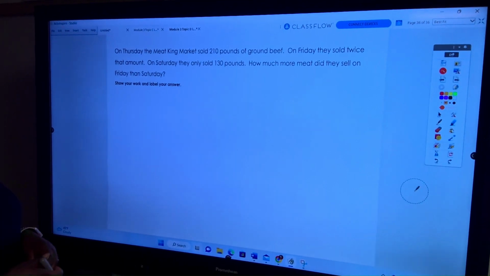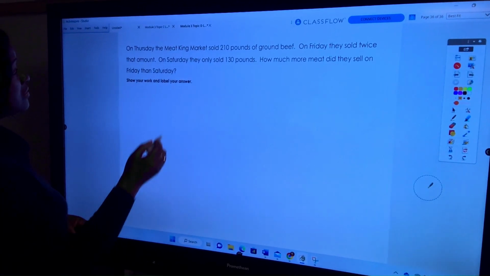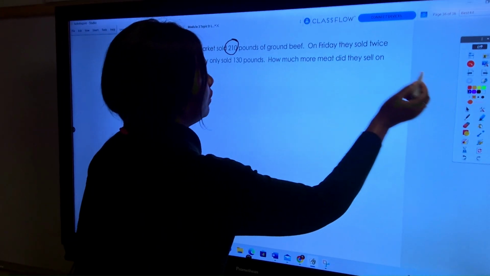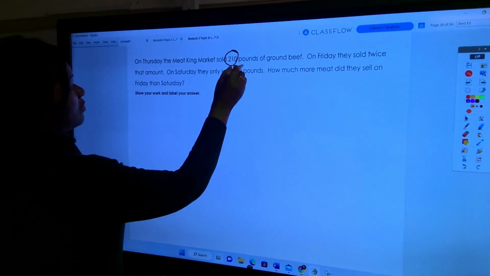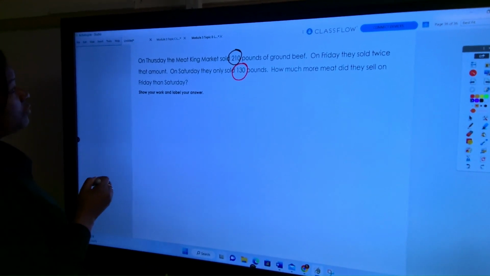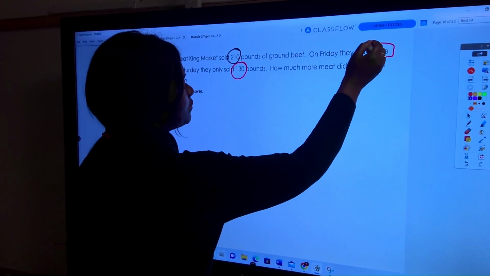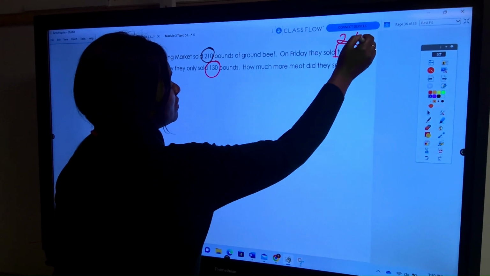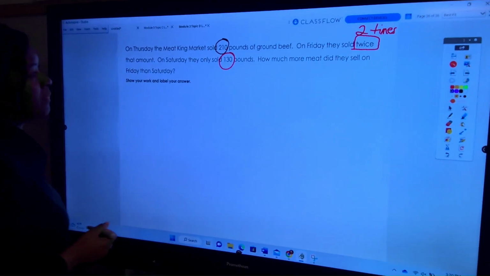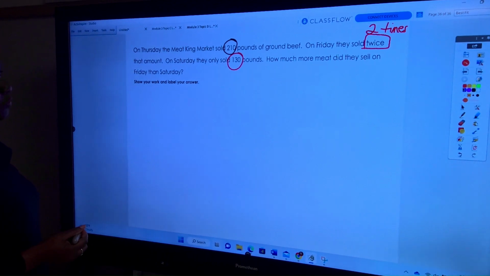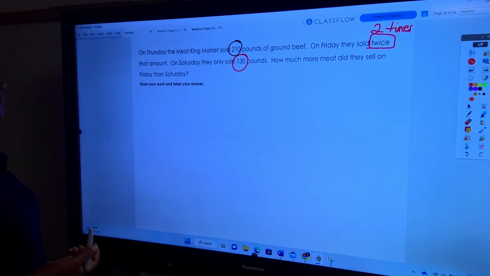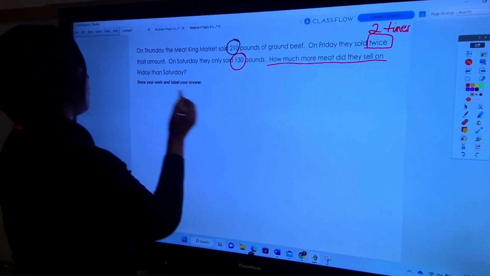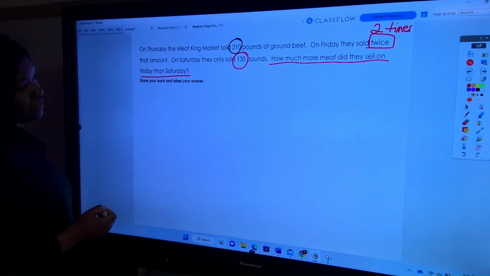So using our cubes method, we're going to circle our numbers. So we'll go ahead and circle 210. We will also circle 130. And we will also circle twice because we know the word twice means 2 times. So we can even write 2 times here to remind us. And then we're going to underline our question. What is it that the problem is asking us to do? So we're going to underline how much more meat did they sell on Friday than Saturday.